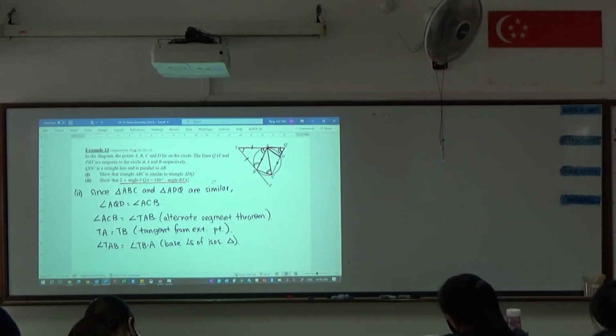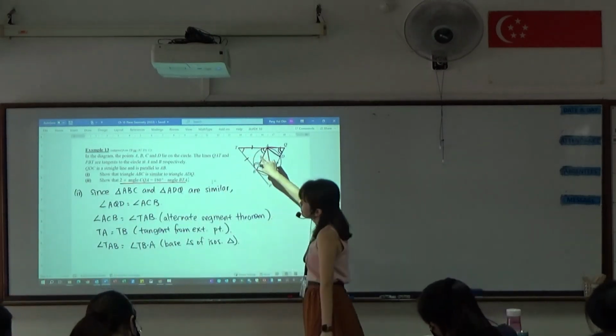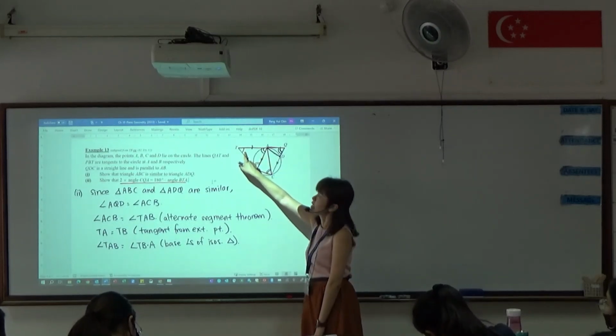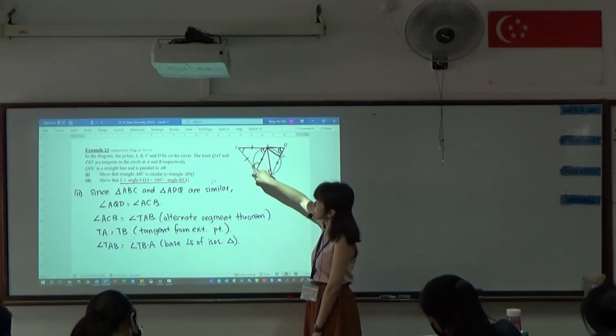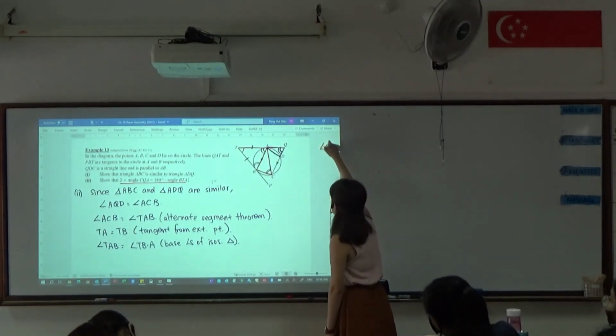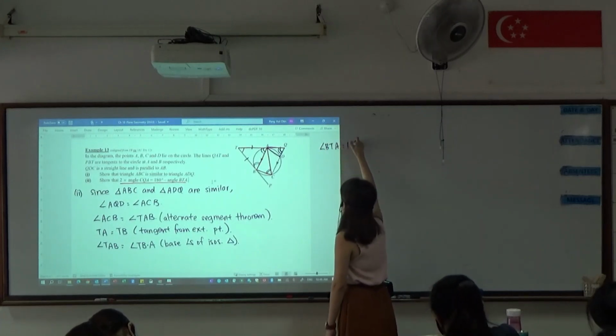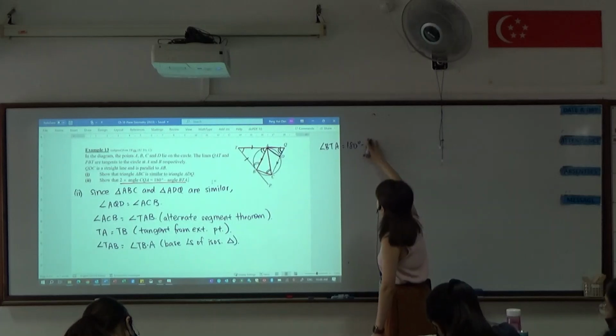And since we know that these two angles are now equal, I will be able to determine what this angle over here is, which is 180 degrees minus these two angles. So our angle BTA will be 180 degrees minus, or rather, two times.